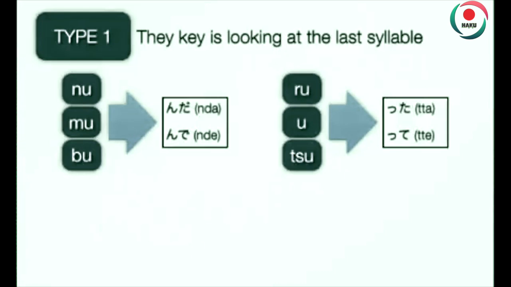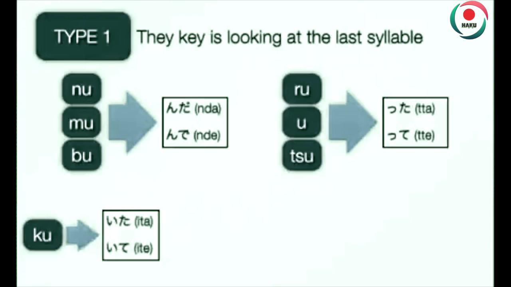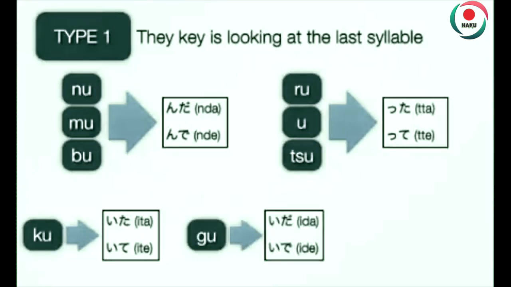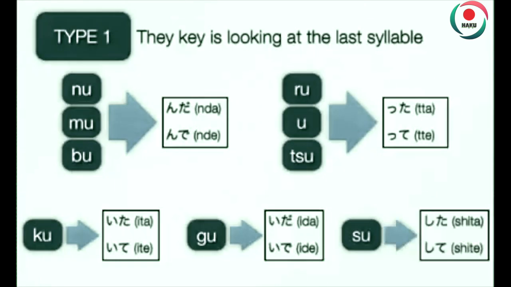For verbs that end in "ku," we want to drop that "ku" and add "ita" for the ta form or "ite" for the te form. Similarly, for verbs that end with "gu," we want to drop that "gu" sound and add "ida" for the ta form or "ide" for the te form. And last but not least, for verbs that end in "su," we want to drop that "su" sound and add "shita" for the ta form or "shite" for the te form.